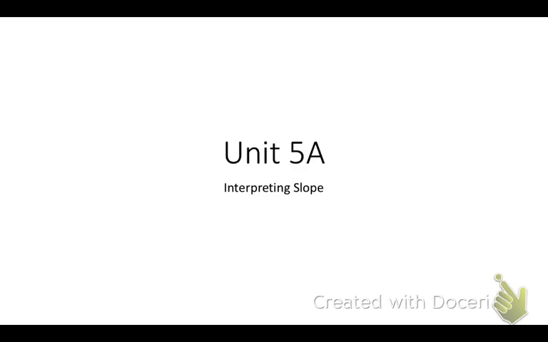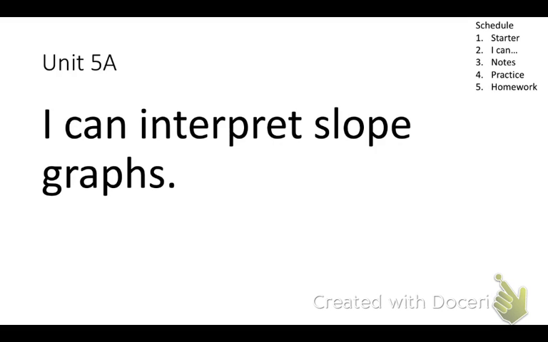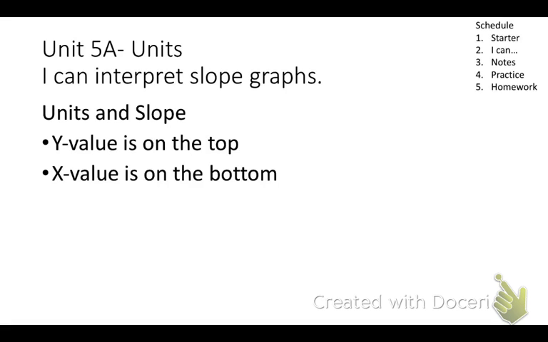Today we covered interpreting slope. So we started with looking at what slope is and is not. Our first I can of this new unit is I can interpret slope graphs. Right now you need to understand that slope is on a coordinate plane. If we think about what a coordinate plane means, we're looking at graphs that have an x and y value, okay? They look like this.